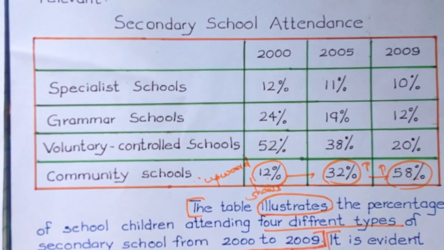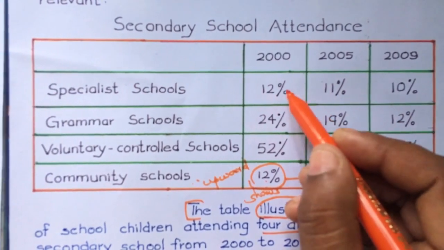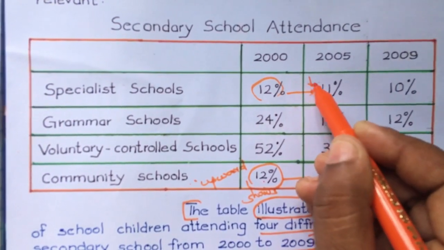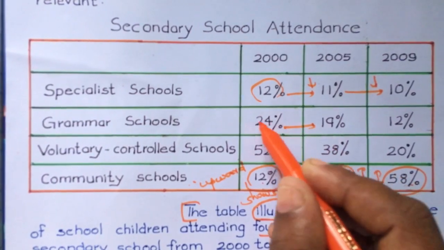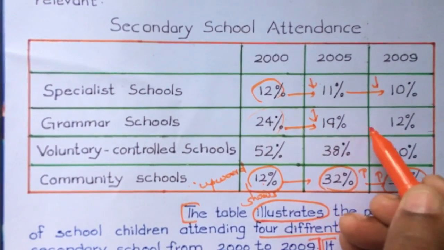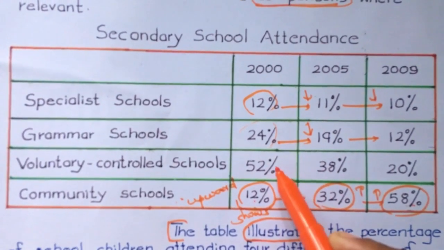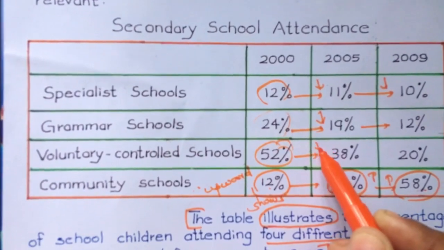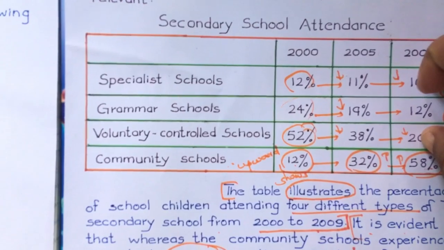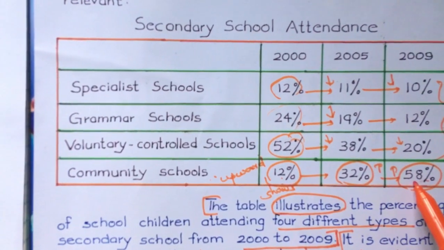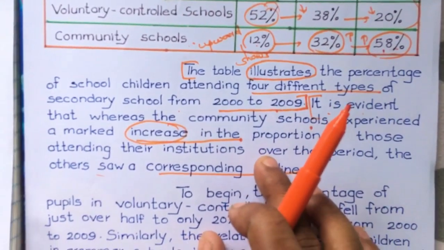And for the other schools you can see the trend is not up to mark, right? It is decreasing. Earlier 12, then it decreased to 11. Again it decreased to 1%. Here it was 24, declining to 19%, then to 12%. You got it? Here also, it was 52 and again it decreased and again it decreased. So these 3 have decreased. However, this one shows an increased trend. So this paragraph exactly explains what this table is about.